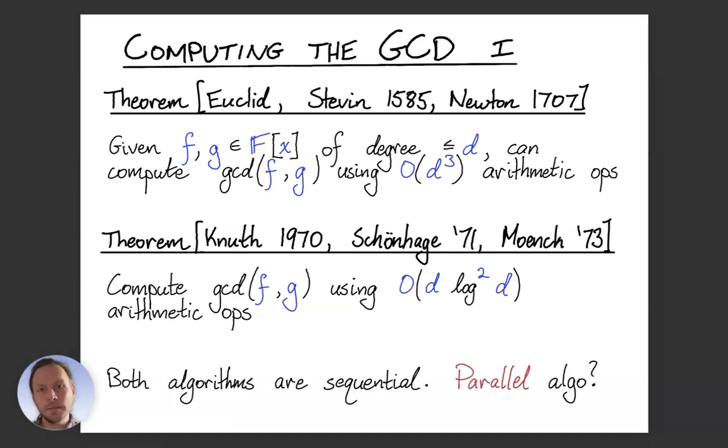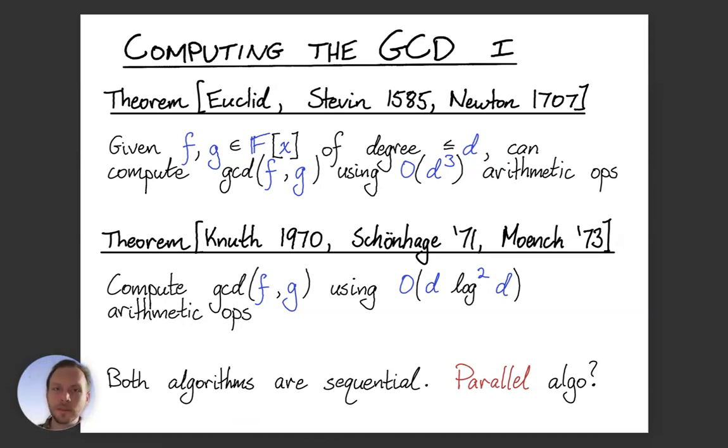Both of these algorithms are fantastic, but they leave potentially one thing to be desired, which is, if you look at these algorithms, they both appear to be inherently sequential. For example, the Euclidean algorithm takes f and g and computes a sequence of polynomial divisions with remainder, where the very last remainder in this sequence is the GCD. And it's not immediately clear that you can compute the GCD without having to compute all of these intermediate results. So there's a natural question here: is there an efficient parallel algorithm that we can use to compute the GCD?